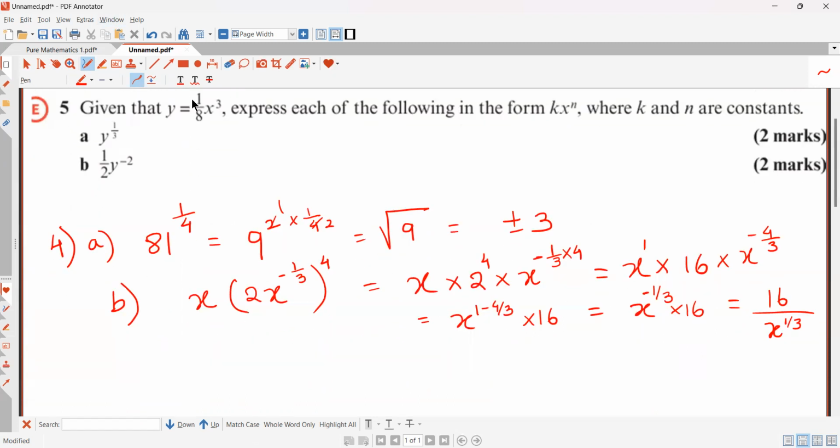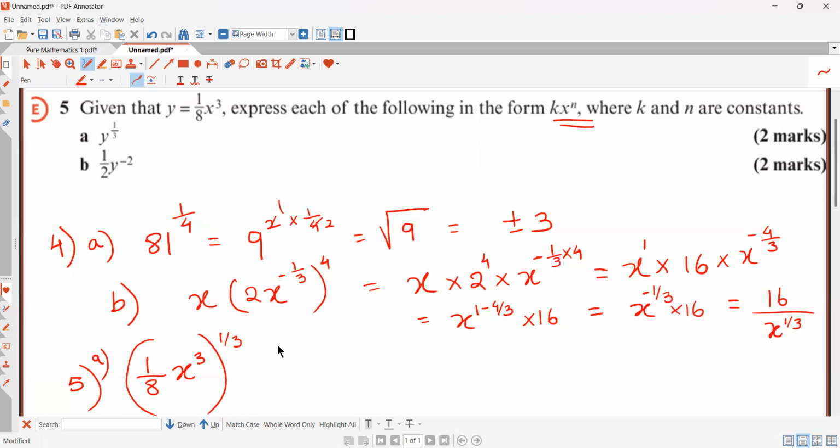Okay. Let's do question number 5 now. Given that y is equal to 1 by 8 x cube, just like maybe an hour back we were doing this kind of stuff. And you have to write your answer in the form of kx raised to 1. They said y raised to 1 by 3. If they write y raised to 1 by 3, can I write 1 by 8 x cube whole thing raised to 1 by 3? This is your A part.